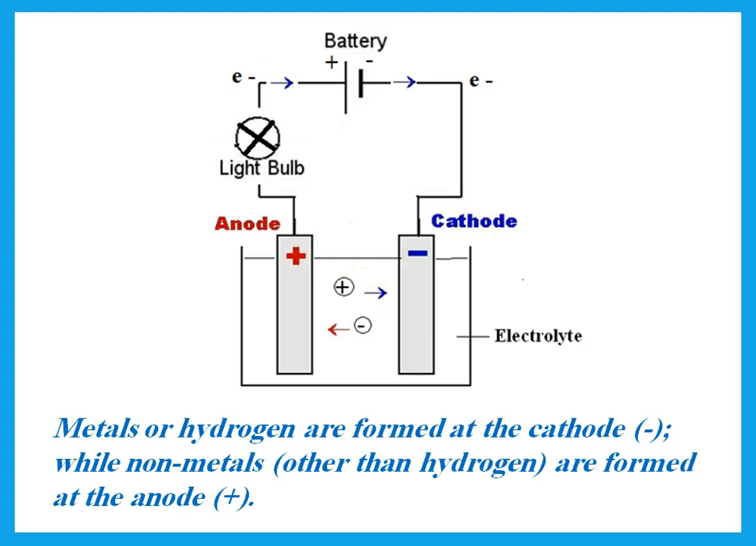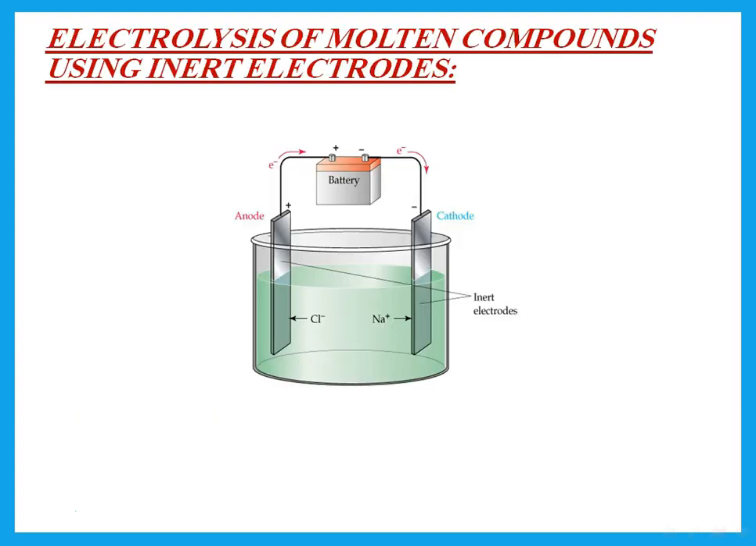Remember that the cathode is the negative electrode that is connected to the negative end of the battery, so the metals or hydrogen will go to the cathode. The anode is the positive electrode that is connected to the positive end of the battery, so the negative ions, which are non-metals, are formed at the anode. So for example, if I have electrolysis of molten sodium chloride, and we're using inert electrodes, remember, the chlorine will form at the positive, the sodium will form at the negative.